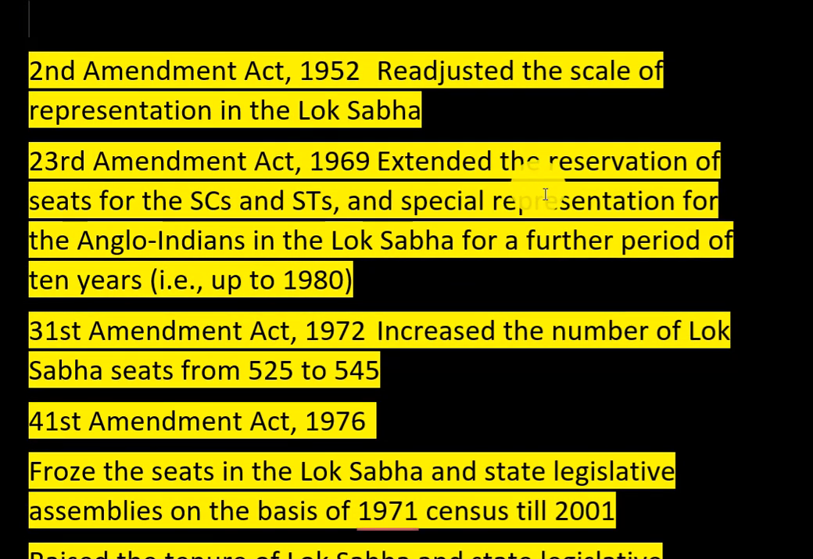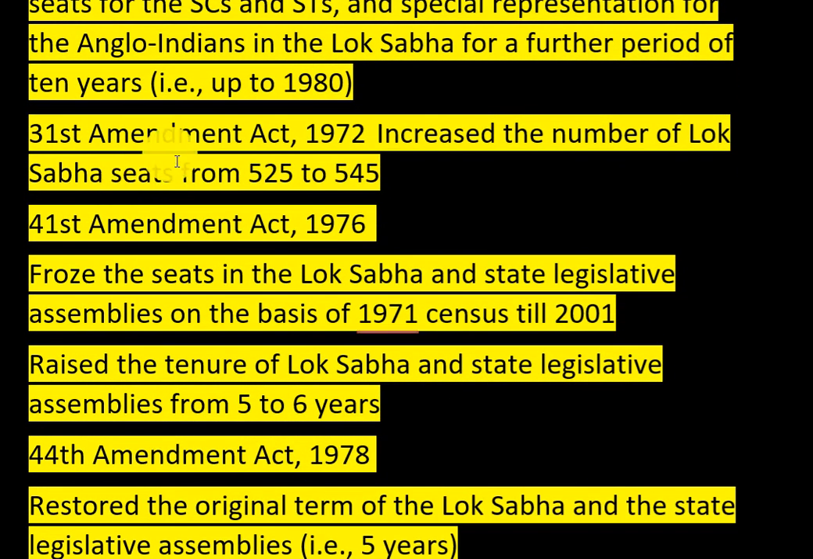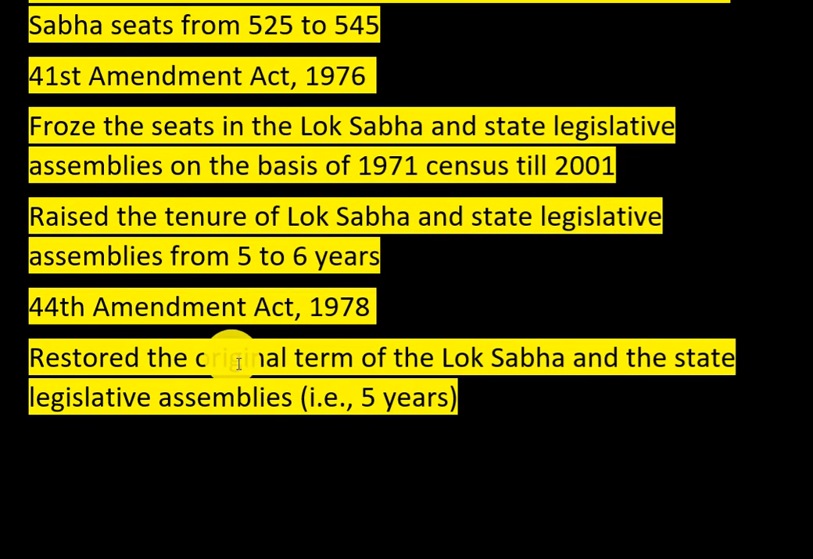23rd Amendment Act of 1969 extended the reservation of seats for SCs, STs and special provisions for Anglo-Indians in Lok Sabha for a further period of 10 years up to 1980. 31st Amendment Act 1972 increased the number of Lok Sabha seats from 525 to 545, and 41st Amendment Act of 1976 froze the seats in the Lok Sabha and the state legislative assemblies on the basis of the 1971 census till 2001. Raised the tenure of Lok Sabha and state legislative assembly from 5 years to 6 years.